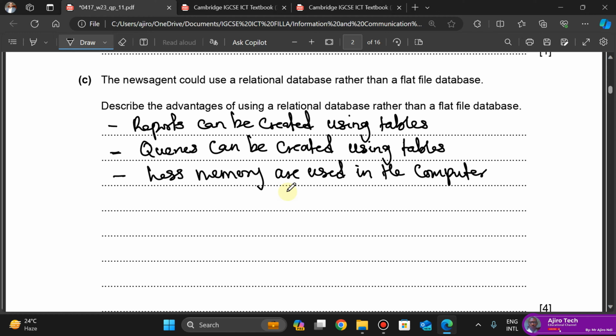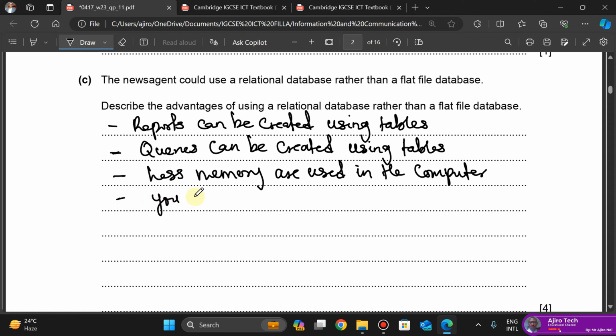Another one that I'm going to add here is you only have to input the data once in a relational database, and that saves a lot of time. Unlike a flat file, where you can input the same data here and input that data here just so you can have that linkage together, for a relational database you only have to input data once. That saves a lot of time. So that's the final one here.